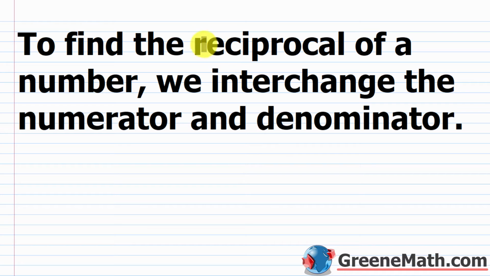So to find the reciprocal of a number, we interchange the numerator and denominator. So what do I mean by interchange? Well, let's start with a simple example. Let's say we had the fraction 4/5, and I want to interchange the numerator and denominator. Well, basically, I'm going to take the denominator from the fraction that I'm starting with, and that's going to become the numerator for the reciprocal. So this would be a 5 up here.